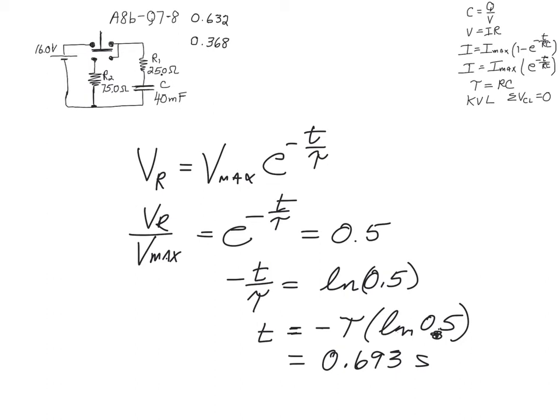And what we get is 0.693. The time constant was 1, so it's 0.693 seconds. So yes, a little bit less than a full time constant. You're either 50% charged or discharged.